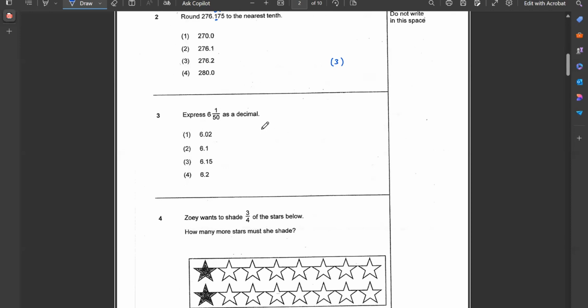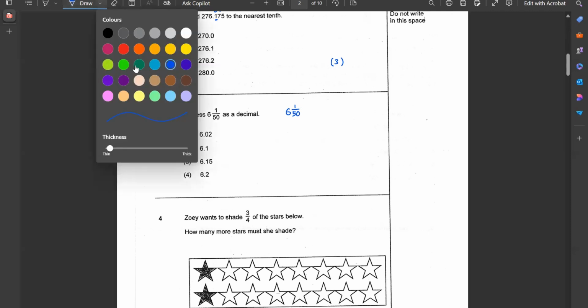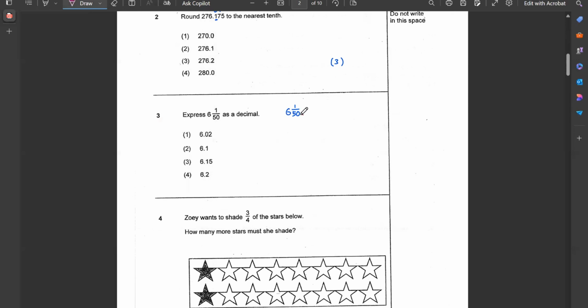50, I can easily multiply something to get 100. Okay, so I'm just going to do my workings here. 6 whole and 1 over 50. So what do I multiply to 50 to get 100? All right, so I hope you can observe that it's actually multiplied by 2. Okay, so I multiply by 2 to the numerator and the denominator. The whole has no change, it is still 6 wholes. Okay, so this becomes 6 whole and 2 over 100. Now, with a denominator of 100, I can easily put it as a decimal already.